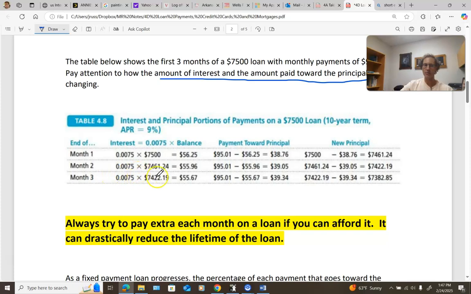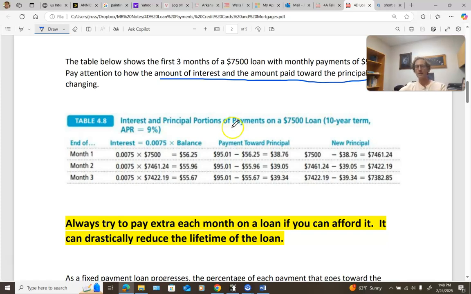So you look in month 3, a little less goes to interest, and a little bit more is going to principal. And this continues throughout the lifetime of the loan, such that at the very end, that very last payment, almost all of it goes to principal, and hardly anything goes to interest. It reverses, okay? And there's another graphic that we'll see in part 2 that illustrates this.